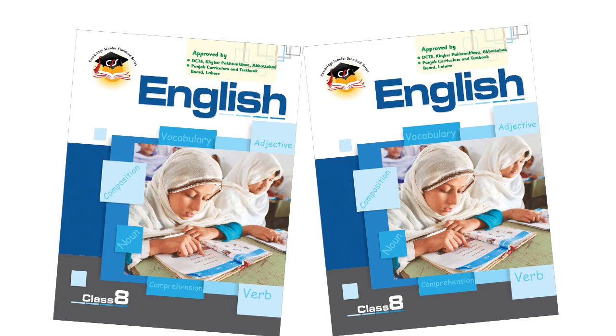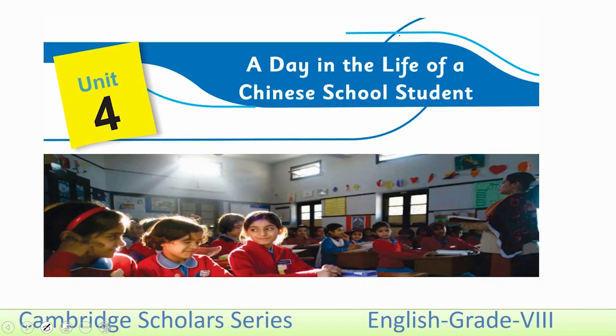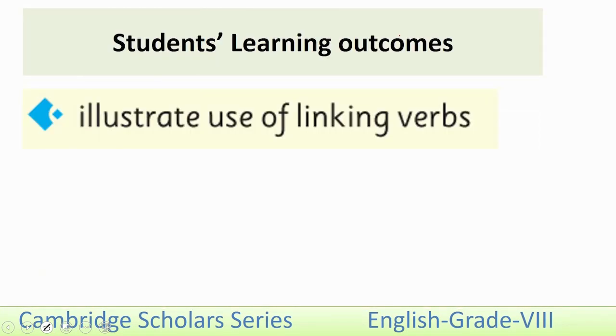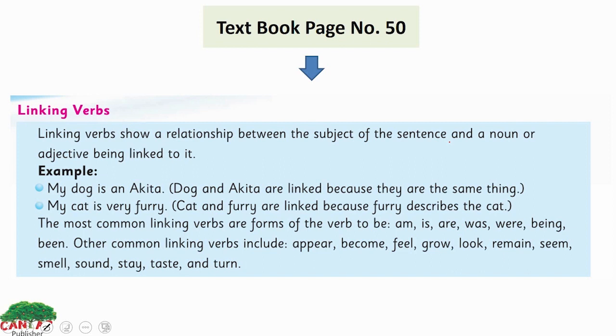Before starting the lesson, dear students, you must have with you class 8 English textbook. We are going to start our lesson from unit 4, a day in the life of a Chinese school student. Students' learning outcomes of this lesson are to illustrate the use of linking verbs. We have discussed the use of linking verbs in your previous lessons of your second and third unit. So, we are going to discuss the linking verbs in this lesson on page number 50 of your textbook. Let's have a look here.